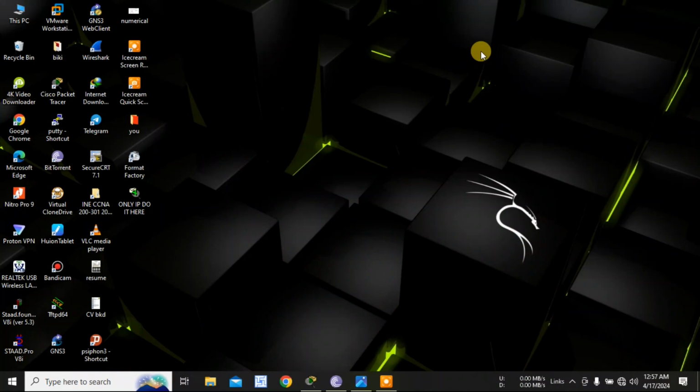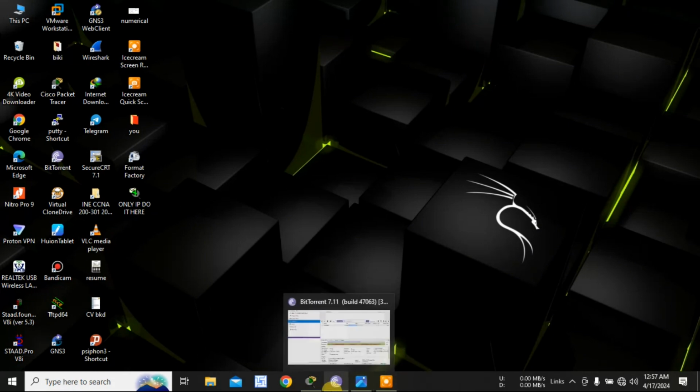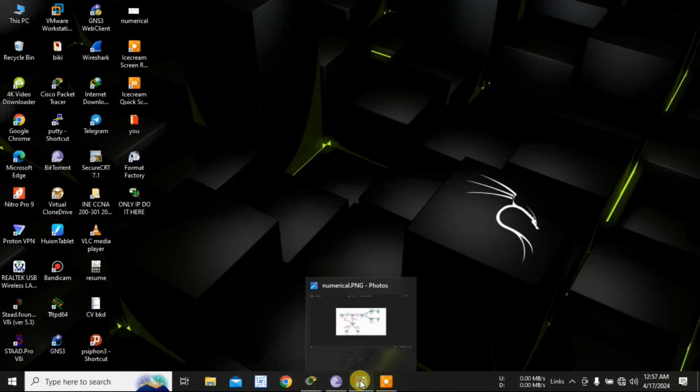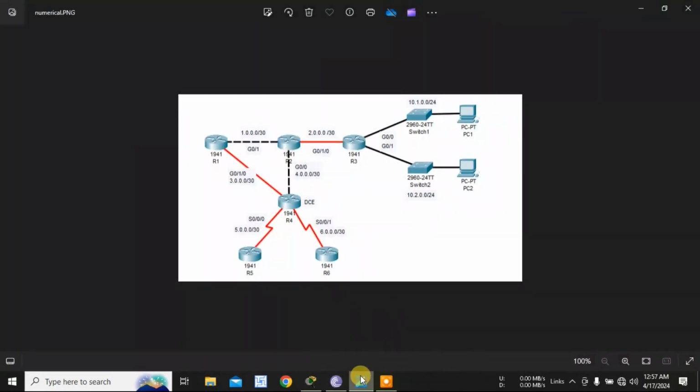Today I'll be telling you how to do dynamic routing via RIP, that is Routing Information Protocol, and how I'll be configuring the routers in this numerical. The same numerical which I have done for both OSPF and static routing, I'll now do using Routing Information Protocol, that is RIP.